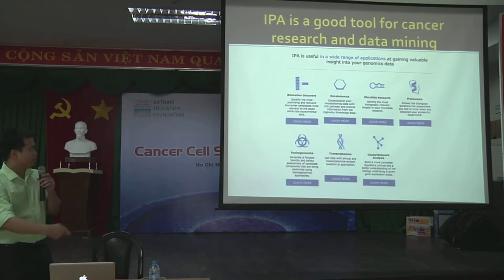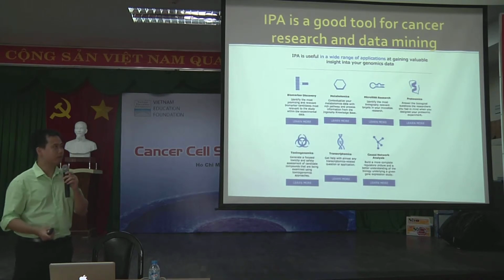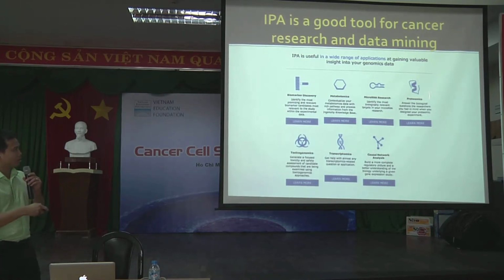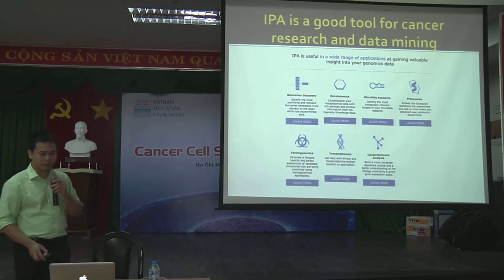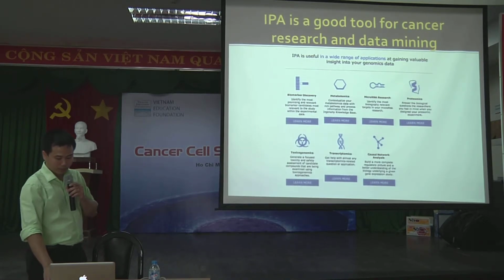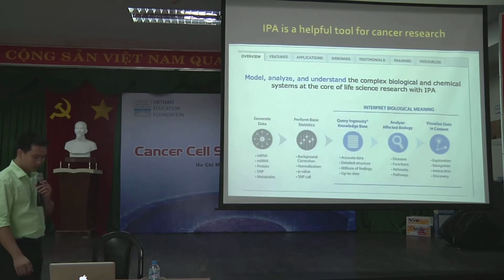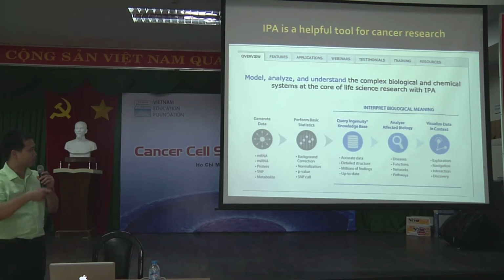So again, IPA can help us with biomarker discovery, and is also very useful to analyze metabolomics, which is basically the metabolism profile of the cancer cells. You can also use it for microRNA research as well, and for the omics, toxicogenomics, transcriptomics, and causal network analysis. So basically, IPA can analyze any kind of data that's right now available for life science researchers. So IPA is a very useful tool for cancer research.